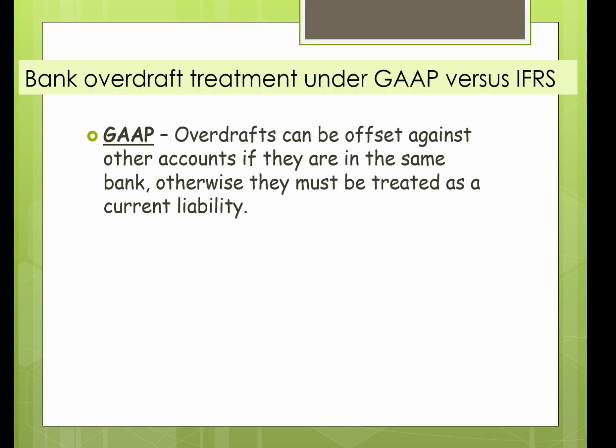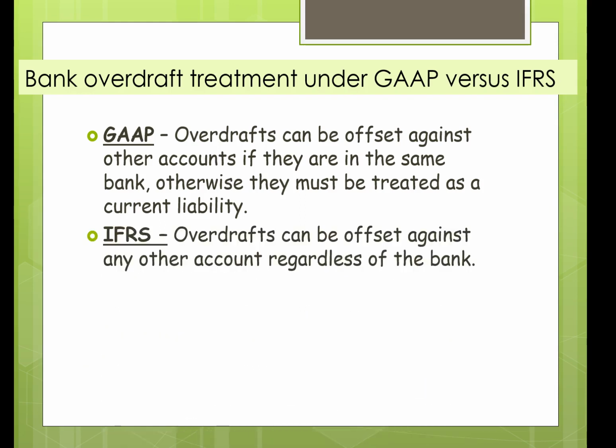Bank overdrafts, the difference between GAAP versus international standard. Under GAAP, overdrafts can be offset against other accounts if they are all in the same bank. Remember, they've got to be in the same bank. Otherwise, they must be treated as a current liability. Under the international standard, you can net all overdrafts with all your other bank accounts.